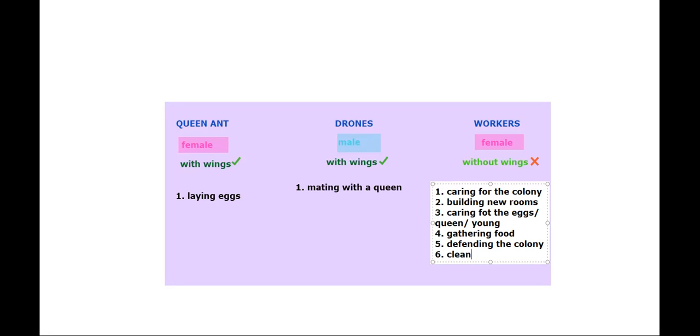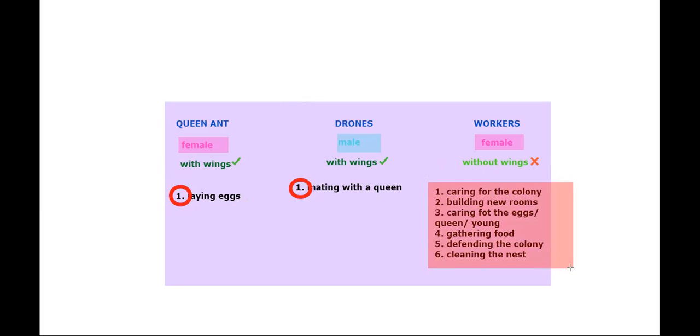You asked a very clever question. Cleaning the nest. The queen dies. The queen has one job: lay eggs. The drone has one job. But the workers are the heroes. They have lots of things to do.